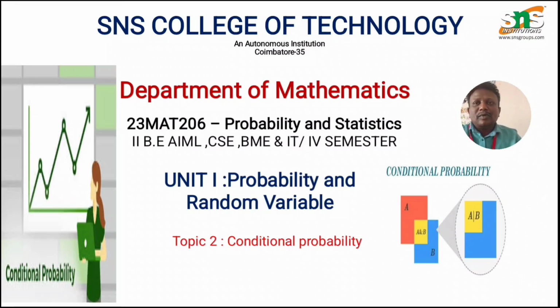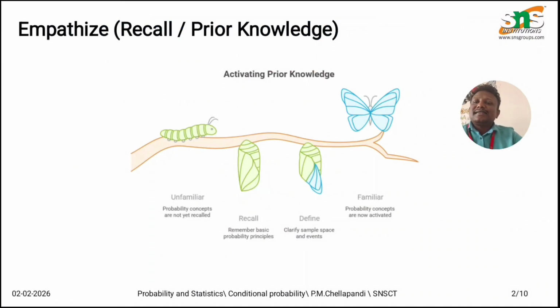So, conditional probability tells us the probability of an event happening, given that another event has already happened, right? This concept is very important in probability, statistics, and machine learning. So let us recall some prior knowledge for understanding this concept clearly.